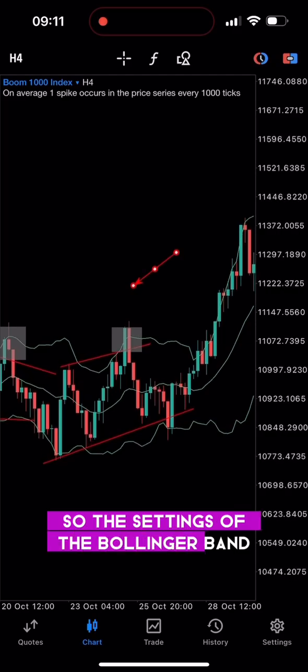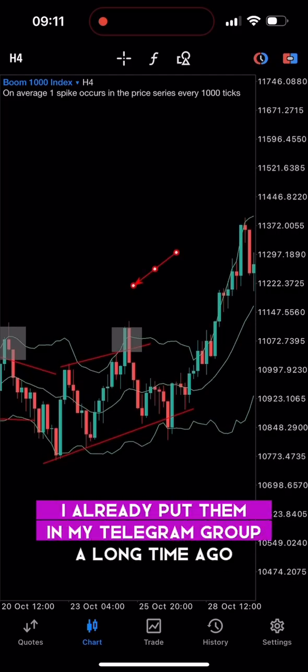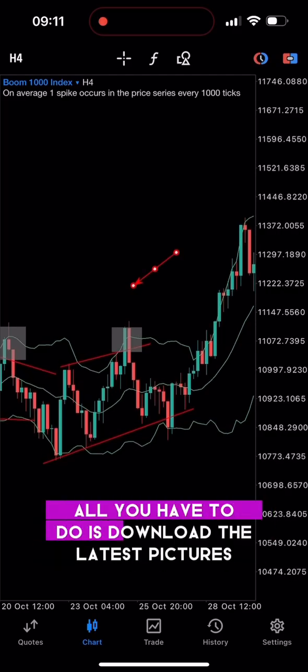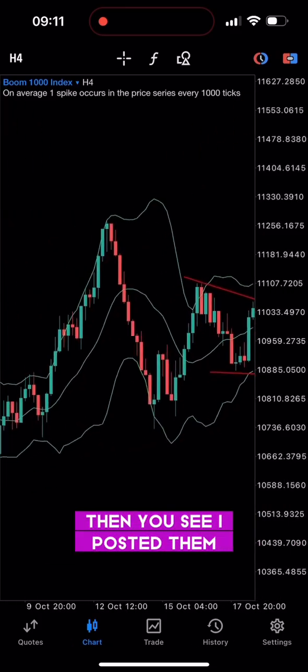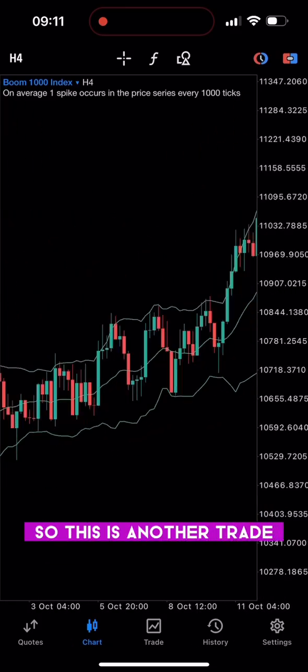So the settings of the Bollinger Band, I already put them in my Telegram group a long time ago. All you have to do is download the latest pictures, then you see I posted them. So this is another trade.